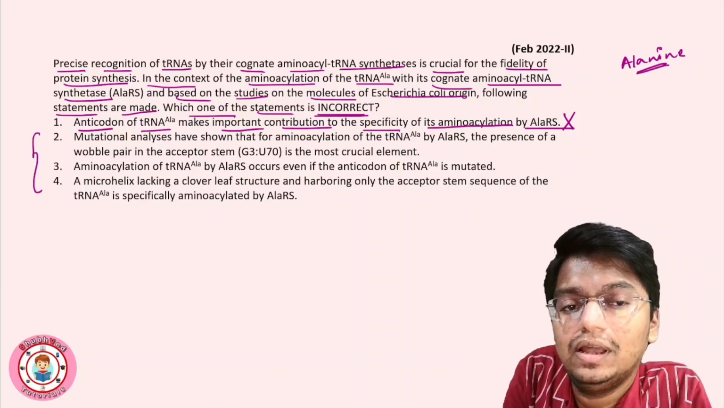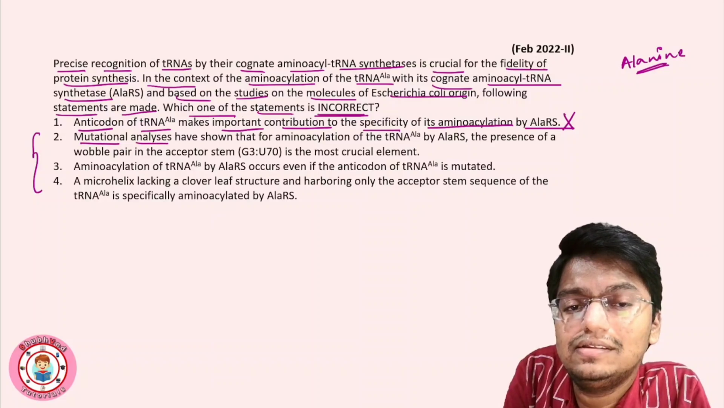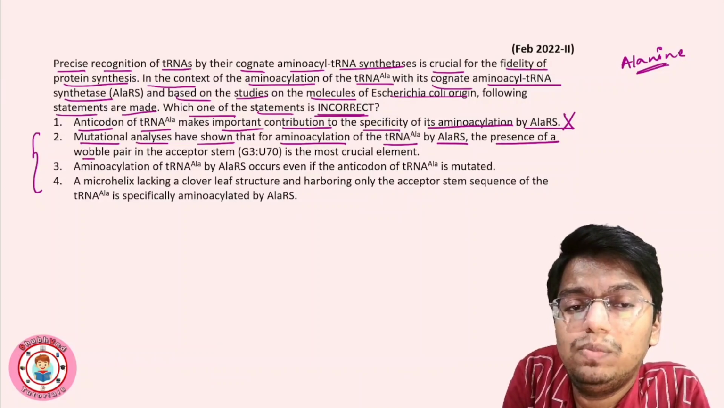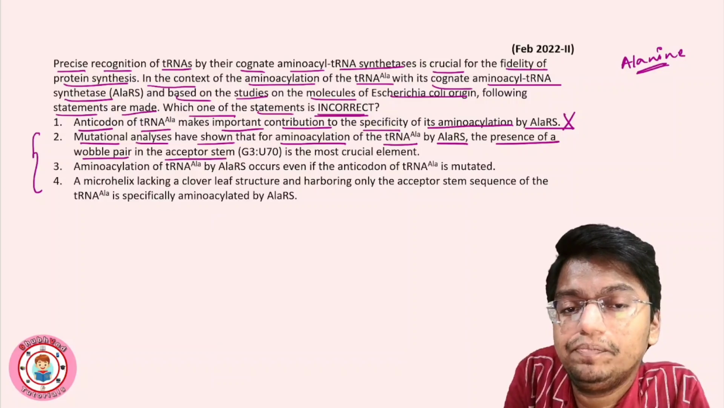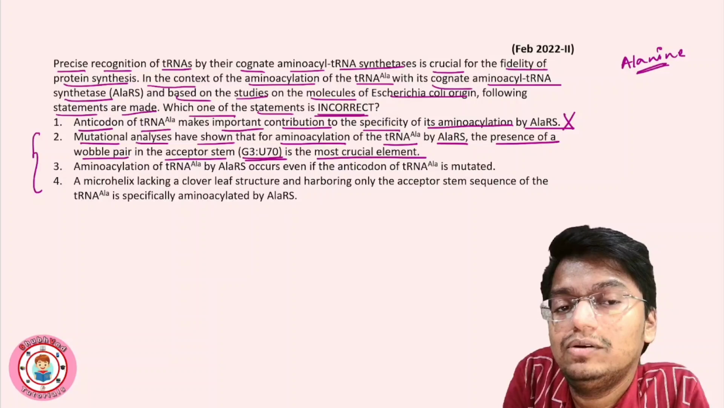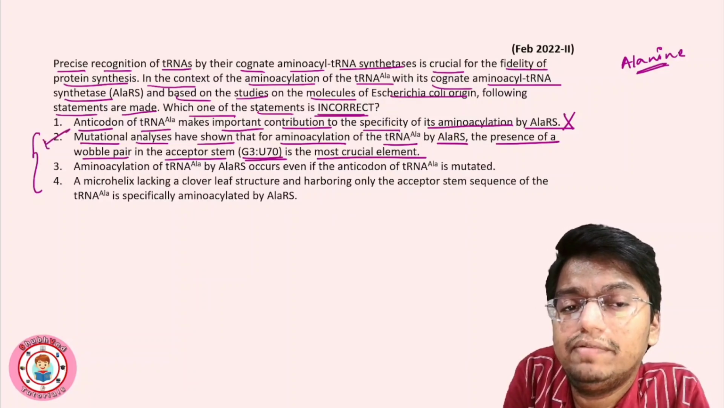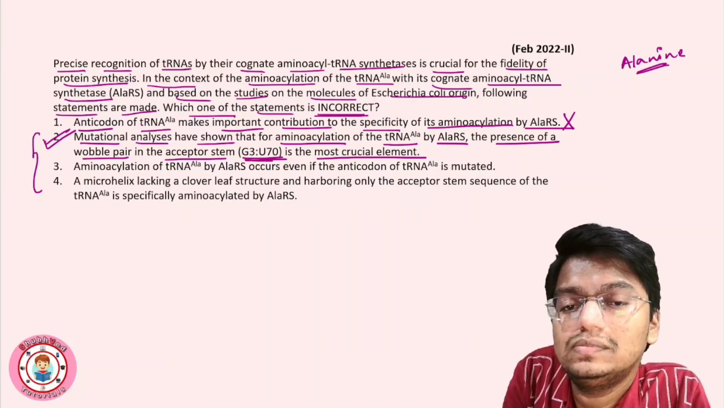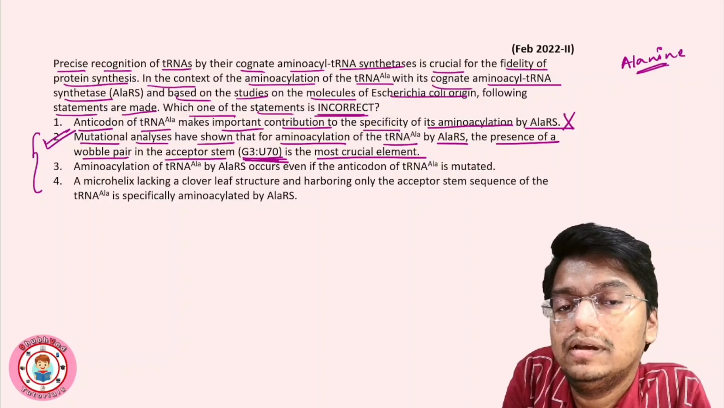Mutational analysis has shown that for aminoacylation of the tRNA alanine by alanine tRNA synthetase, presence of a wobble pair in the acceptor stem, G3:U70, is the most crucial element. Okay, so you have to remember this statement, very important. This is very important. Its presence in the acceptor stem, this is the most crucial element, right? At the acceptor stem, G3:U70.